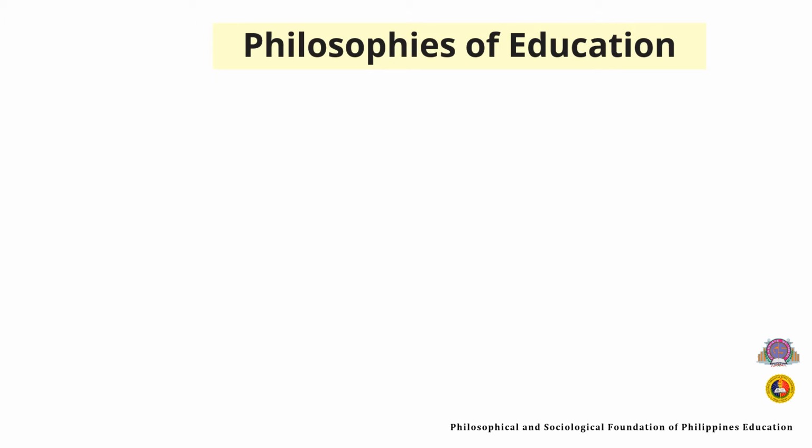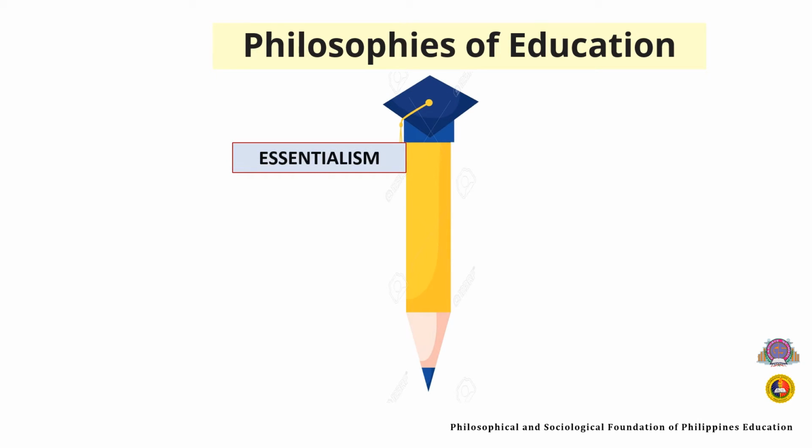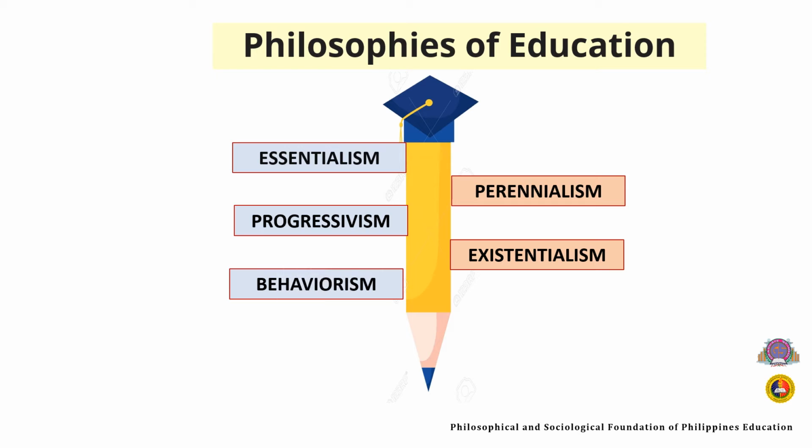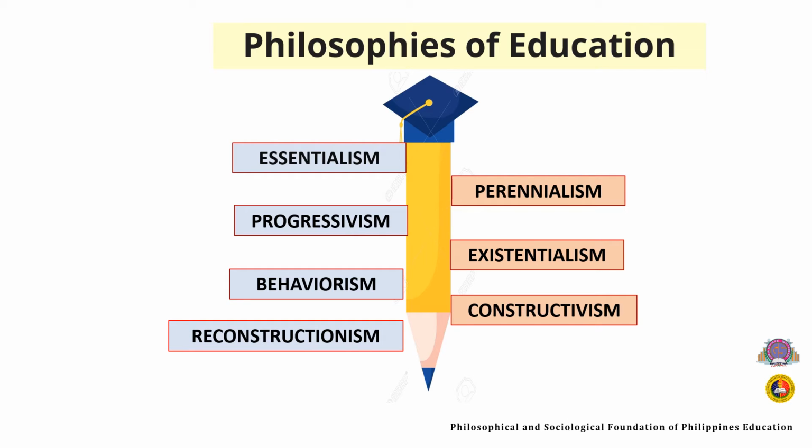Let us talk now on the different philosophies of education. First is Essentialism, followed by Perennialism, Progressivism, Existentialism, Behaviorism, Constructivism, and Reconstructionism.